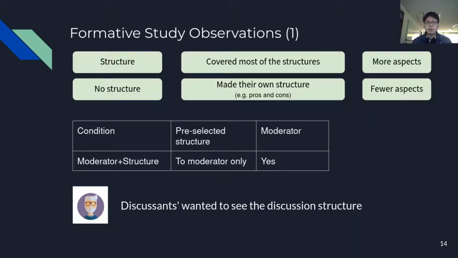During the formative study, we observed that the moderator plus structure and structure conditions tried to follow the discussion structure and cover most of it. They considered many aspects described in the pre-selected structure. But the moderator-only condition came up with their own structure, like pros and cons, during the discussion, and discussed fewer aspects.